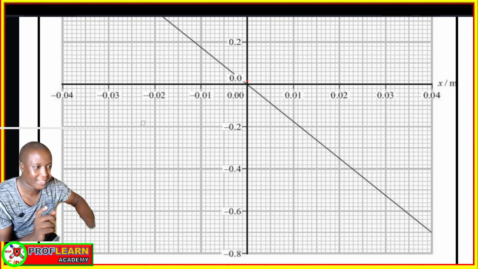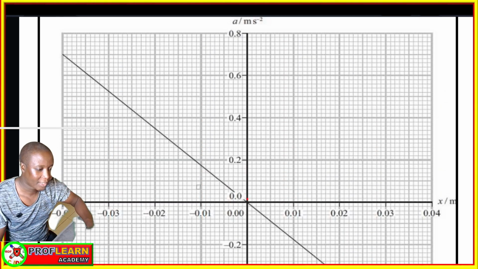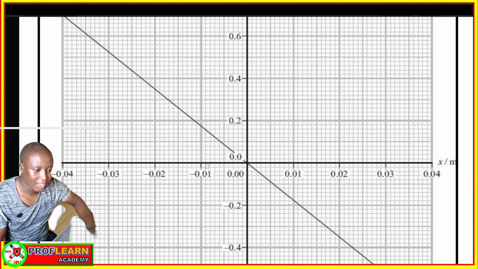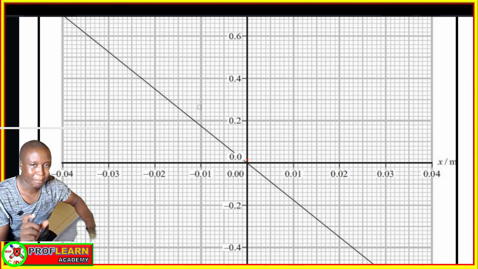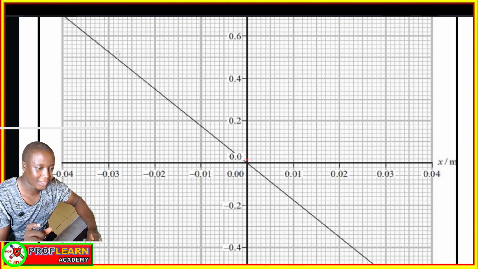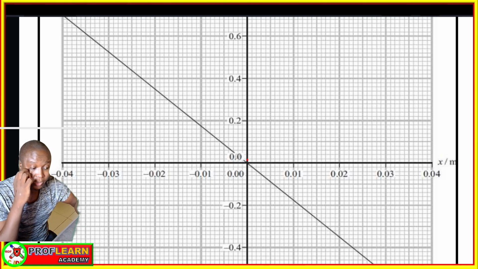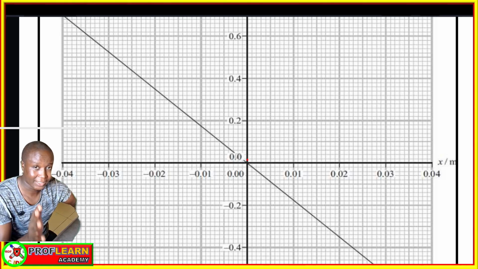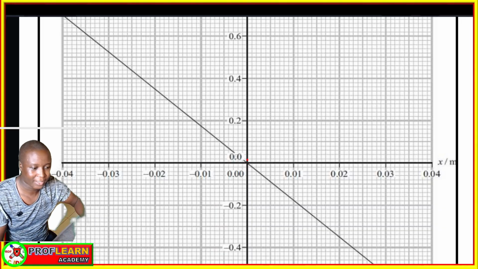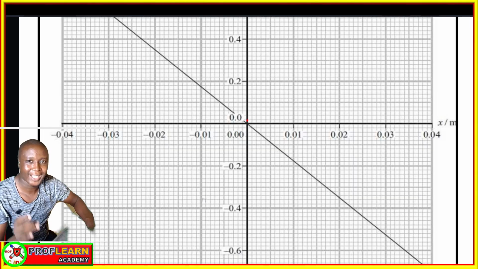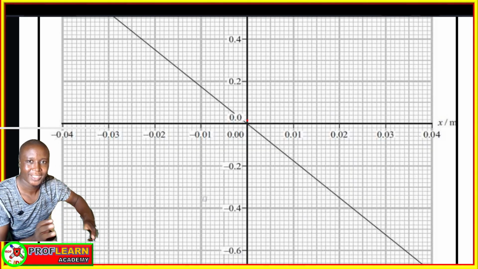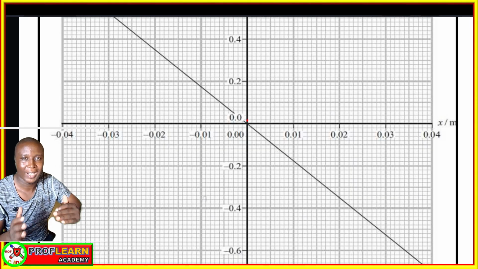But how does the graph show that? The graph being a straight line indicates that acceleration and displacement are directly proportional. That's the first thing. And number two, since the line is a straight line and passes through the origin, it implies that acceleration and displacement are directly proportional. But since the gradient of the line is negative, it means acceleration and displacement act in opposite directions.